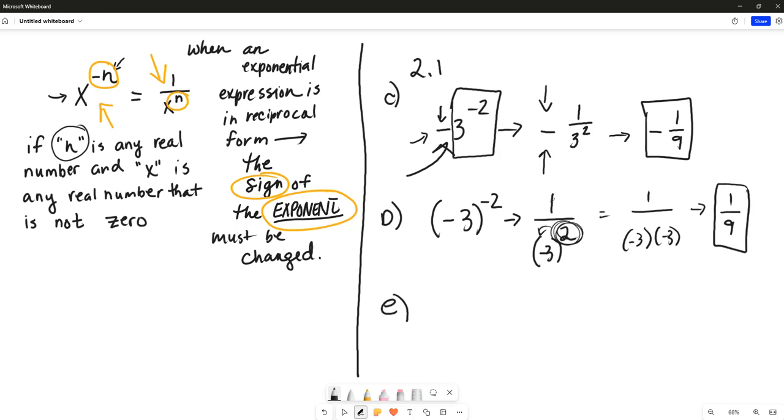Okay, and then finally, E, we have 3 raised to the negative third power. So we'll rewrite that as a positive exponent. So this is just going to be 1 over 27. Okay, let's move on to 2b.